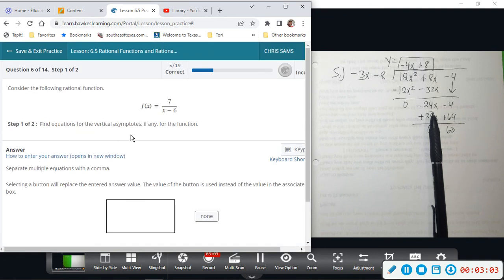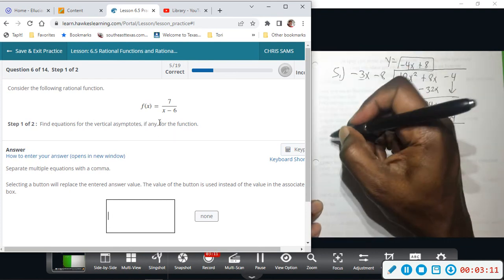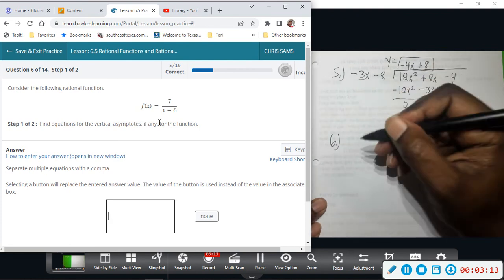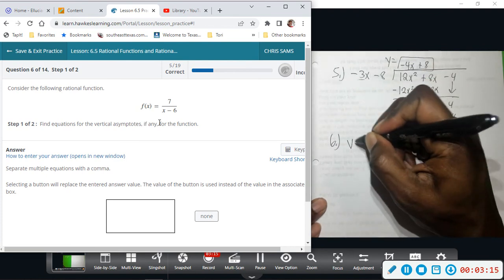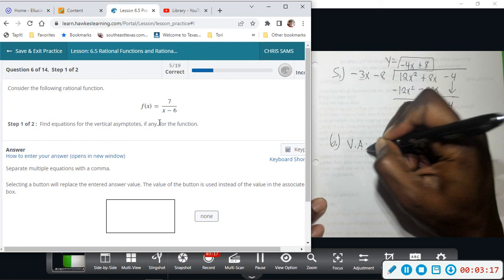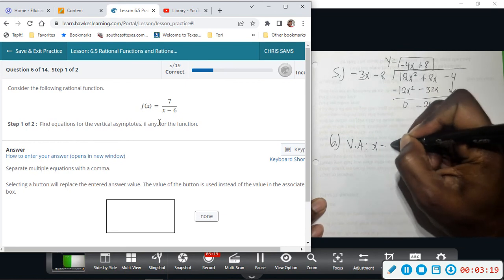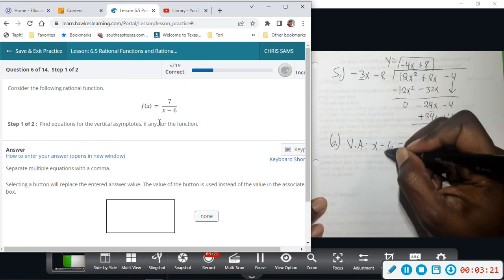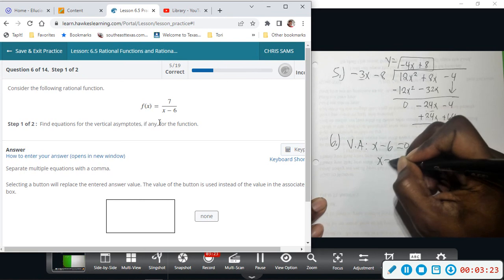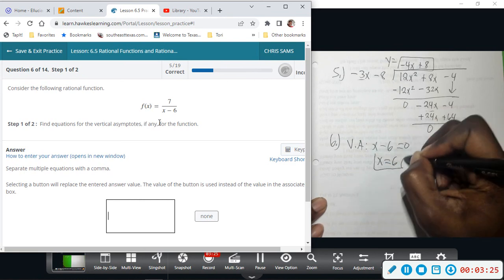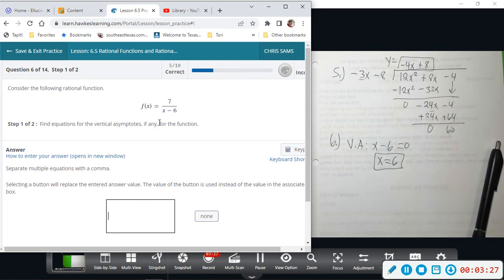And then this one we have 2 parts. Step 1, we're going to find the equation of the vertical asymptote. So again, that's just what makes the denominator 0. I'm not going to write the whole problem, I'm just going to focus on the vertical asymptote. So that is x minus 6 equals 0. We're going to add 6, and it's going to give me x equals 6. So that will be our vertical asymptote, x equals 6.